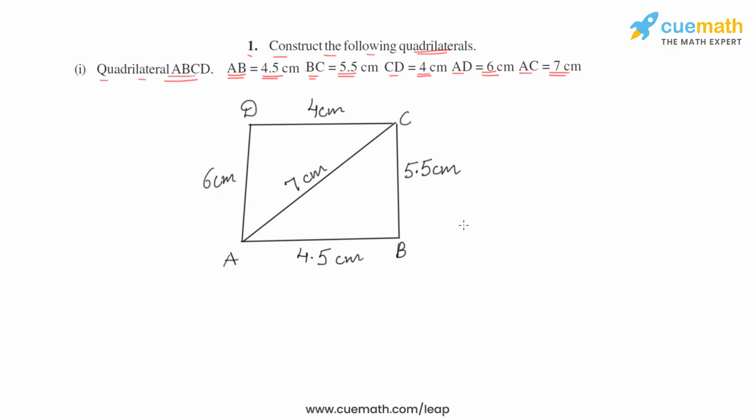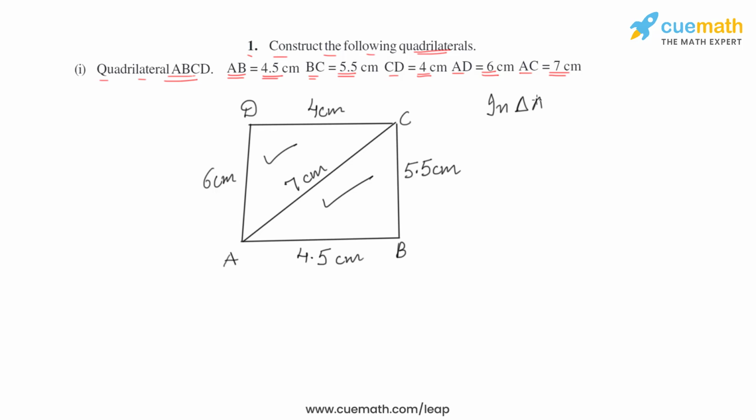So to construct this quadrilateral ABCD, we will construct it in two parts. First we will construct triangle ABC, then we will construct triangle ACD. While constructing any triangle, we first have to check whether the triangle is possible or not. To check that, we have two conditions. Sum of two sides should be greater than the third side and the difference of two sides should be less than the third side. So let's check for triangle ABC first.